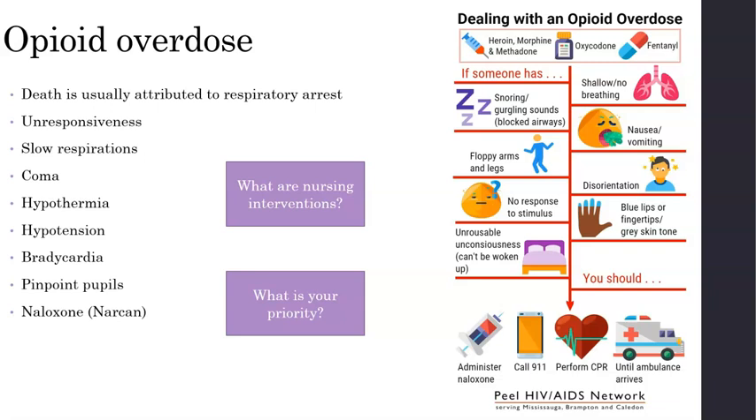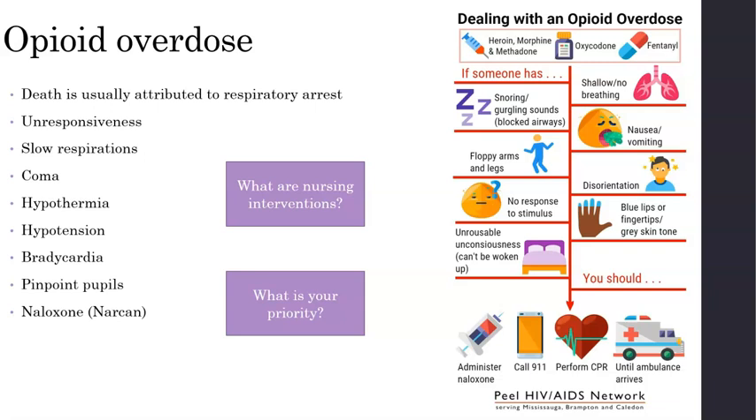Opioids slow and decrease respirations. So this individual will be found unresponsive. Or maybe you're watching them and their respirations are slow, they're cold, they're tired, their heart rate decreases. The miosis, those pinpoint pupils. Narcan is what we give to treat this.